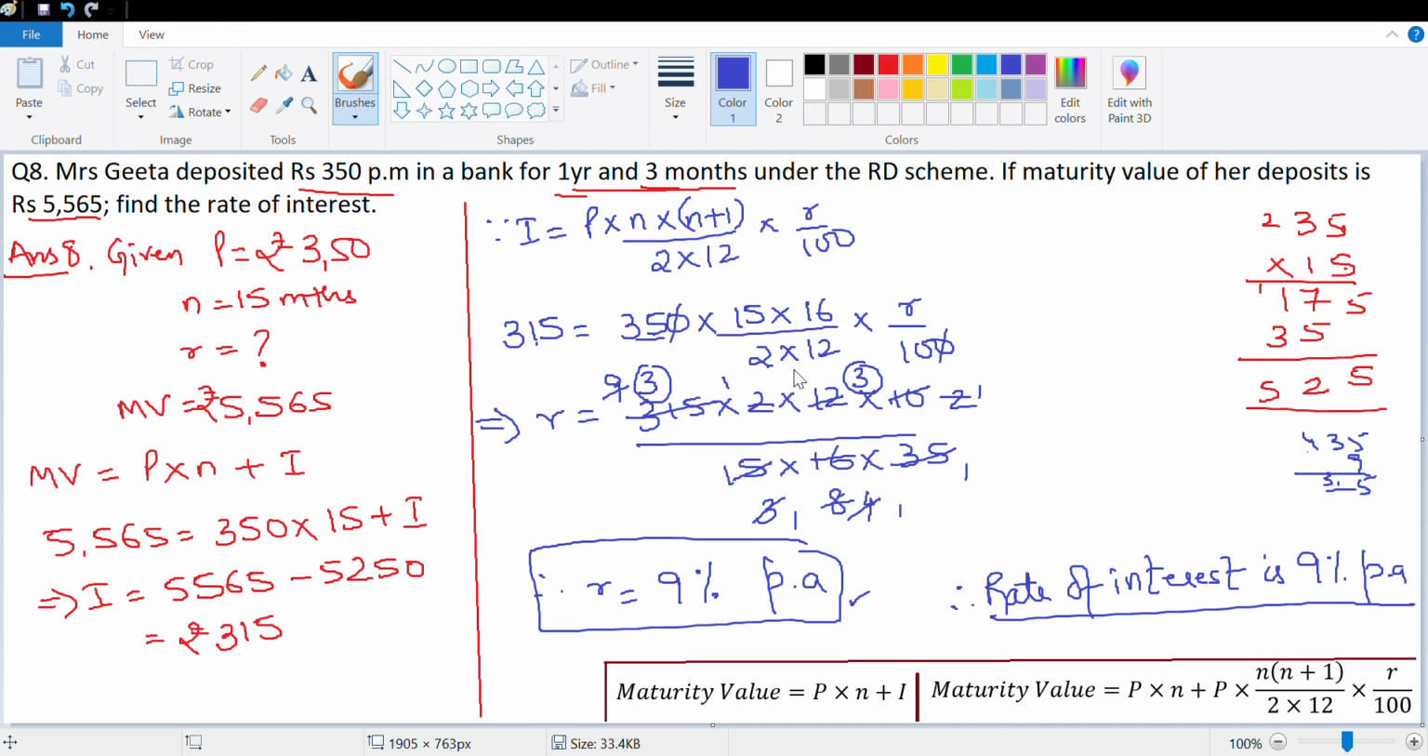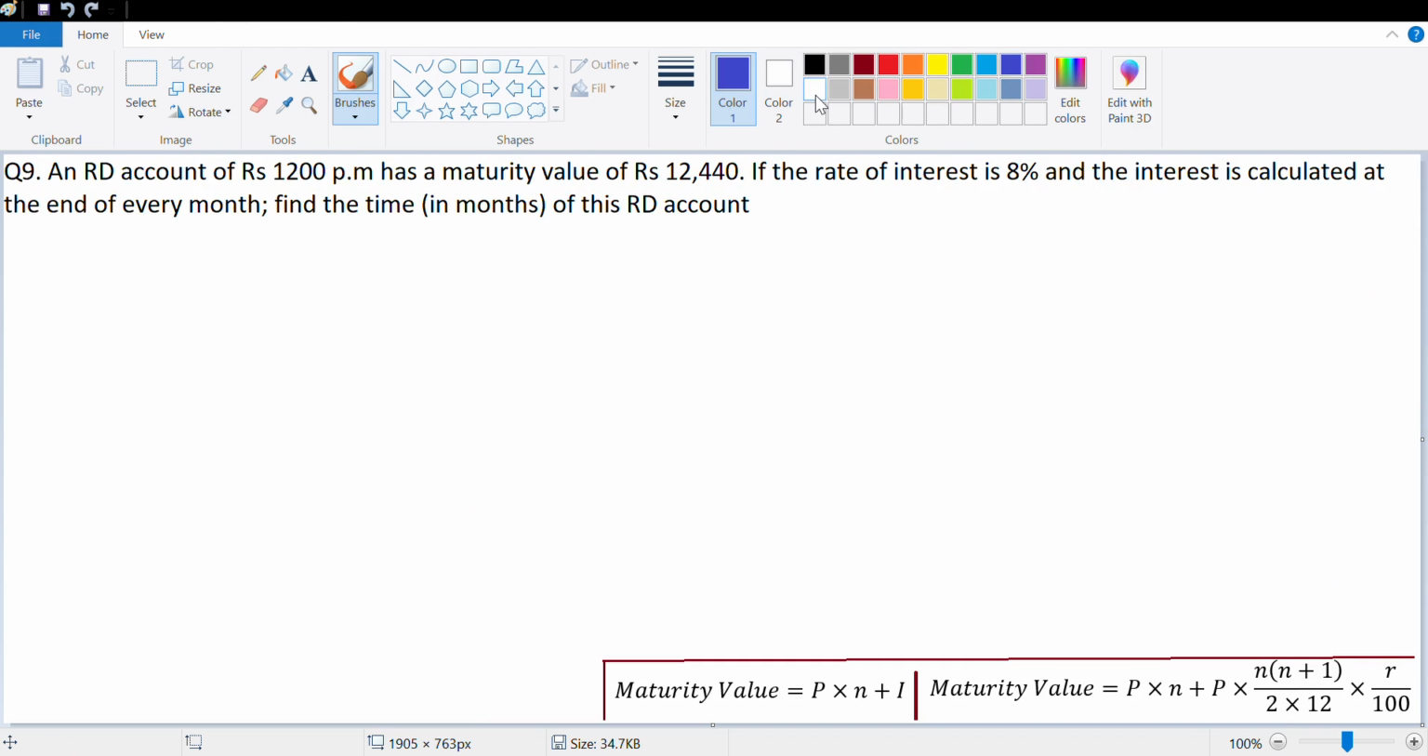The next question that we do is question number 9. It says an RD account of 1200 per month has a maturity value. So again, the principal is given as rupees 1200. Maturity value is given as 12,440. Okay.